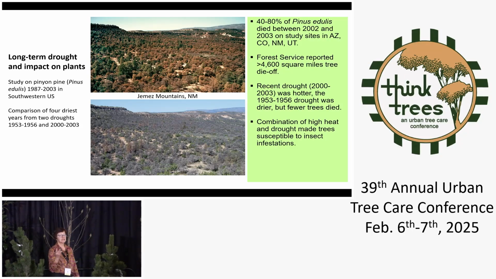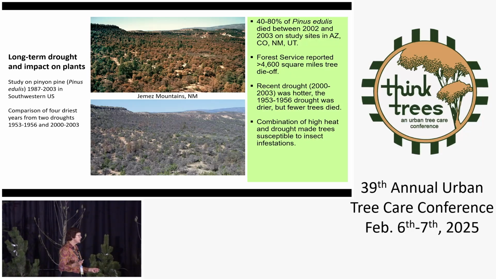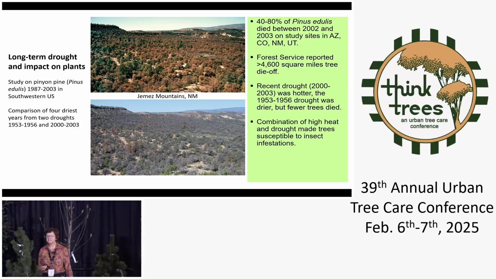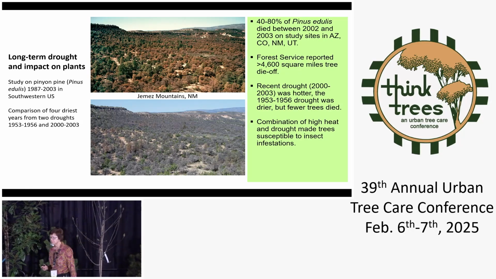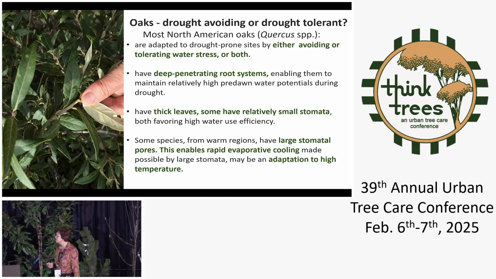And then, of course, after they died from the drought, the bark beetles moved in and then got even some of the other trees that had been weakened. And the reason why they concluded that the more recent drought was more devastating in terms of tree mortality was because it was a hotter drought. And so the combination of high heat and drought makes the trees a lot more susceptible to insect infestations.